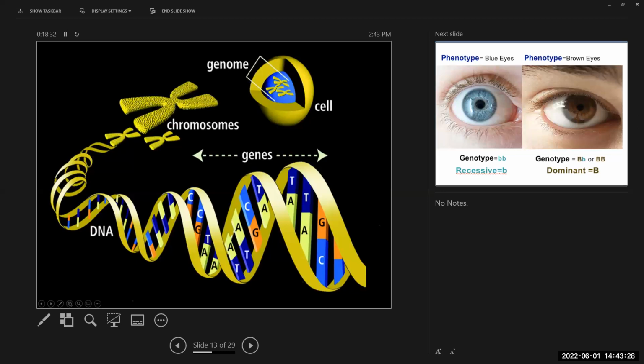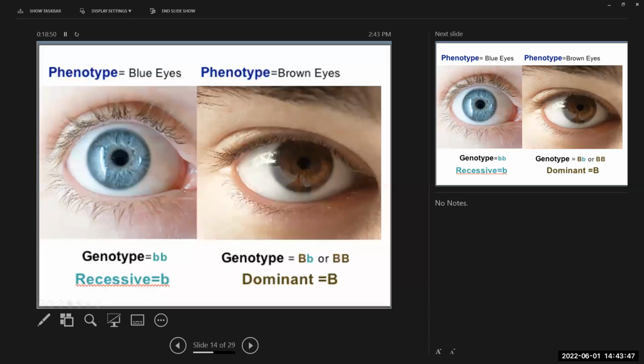Adenine with thymine, guanine with cytosine. All right, this is in DNA. And this is what a certain segment of this chromosome would code for, a particular protein. A particular segment which codes for a protein is known as a gene.